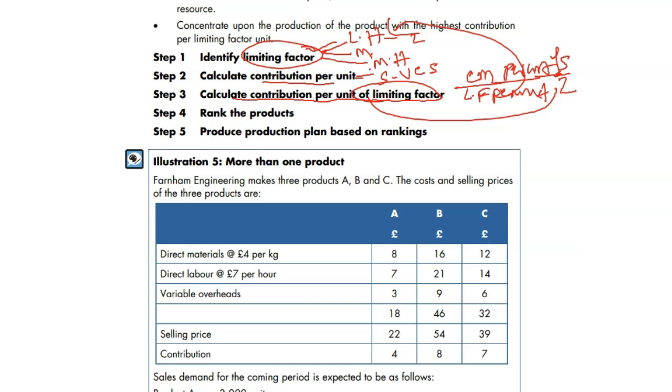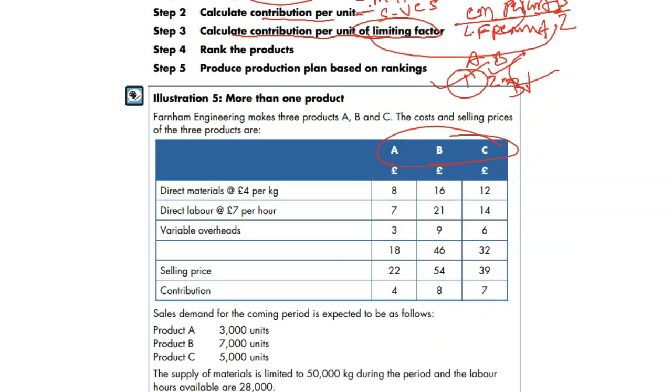Then, if it is A, B, C, 3 products, which you're going to check out in a minute, you've got to rank which one gives you the highest contribution per unit of limiting factor. First, second, and third. That's how you rank. Whichever gives you the highest contribution per unit of limiting factor, you're going to produce as much as possible, then any labor hour remaining goes to the next one. Let's practice this with some facts and figures.